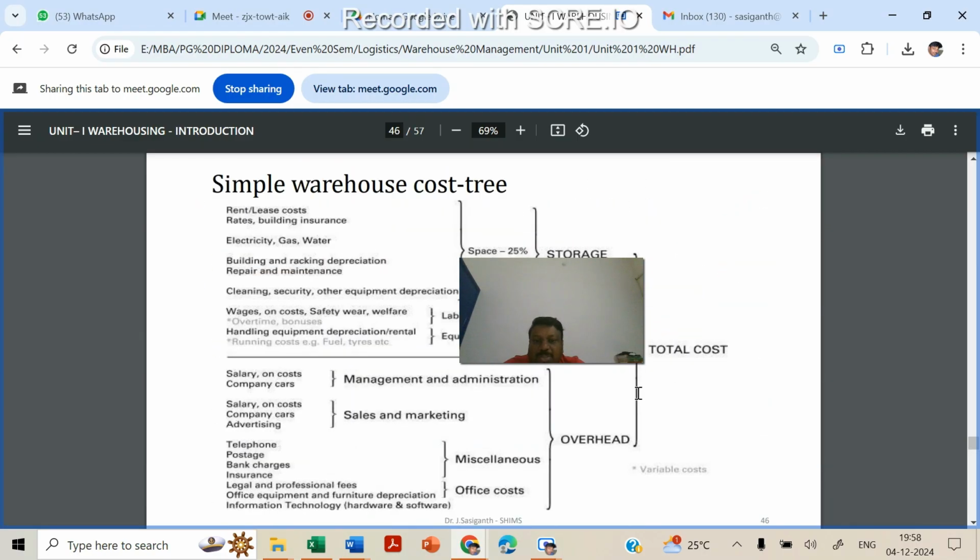Simple warehouse cost tree. Rent or lease cost, rates, building insurance, electricity, gas, water.